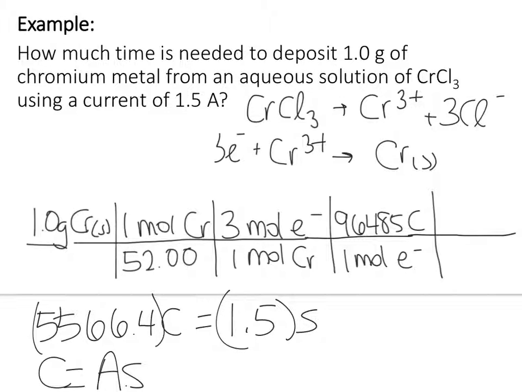Okay, divide both sides by 1.5, and you get that it will take you 3,711 seconds. Now you can get that into minutes if you want, or just leave it. If they ask you for minutes, put in minutes. But that's your answer. Again, we went from grams to moles, moles to electrons, electrons to coulombs, coulombs to seconds. There you go. That's electrolysis.